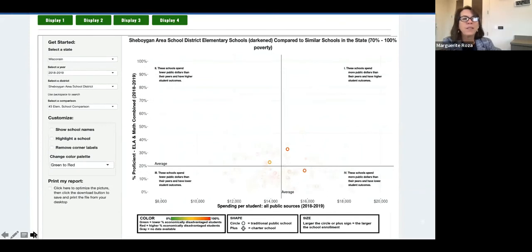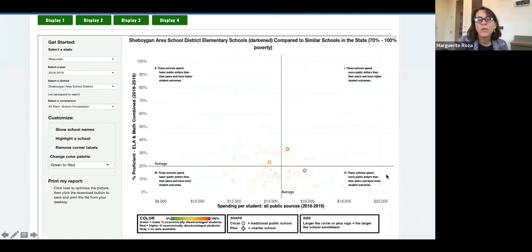So this is Sheboygan. It's kind of on this Wisconsin theme, this one's a Sheboygan district. I'm now at comparison number 3. This is just elementary schools and just high poverty ones. So what we did here, Sheboygan is a bigger district than this, and we've only pulled out their high poverty schools here. In the background, you can see the similar high poverty schools for the rest of Wisconsin.